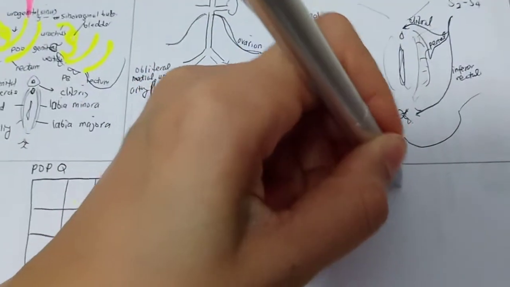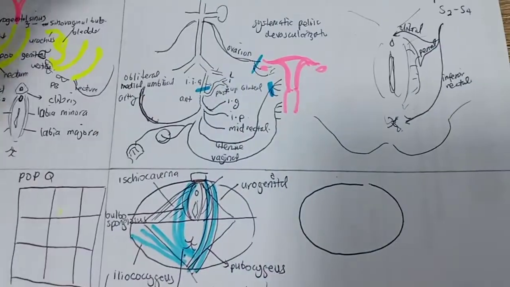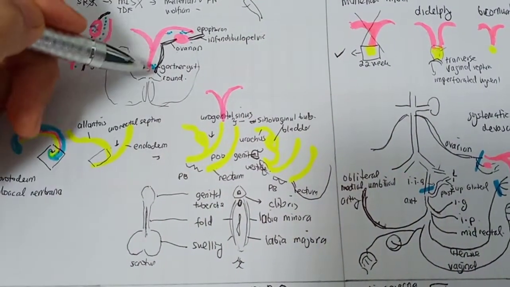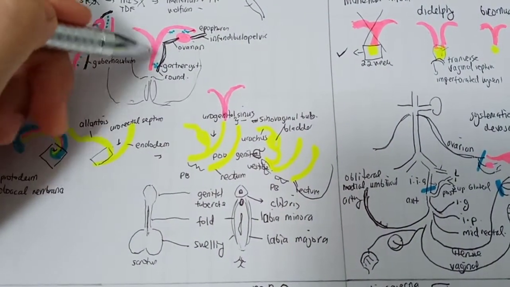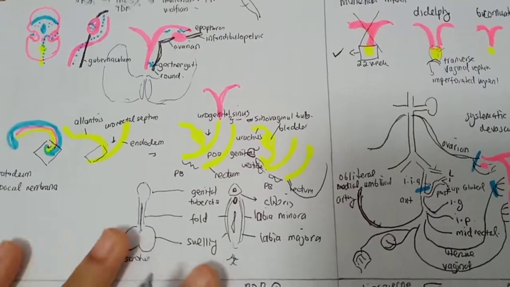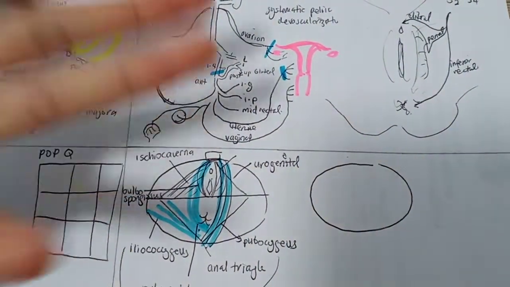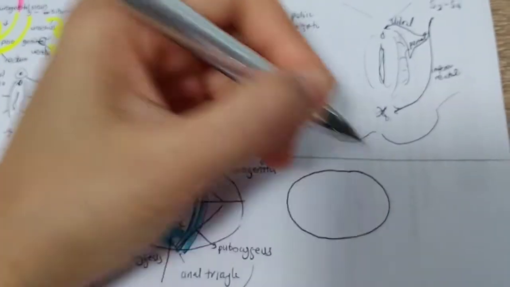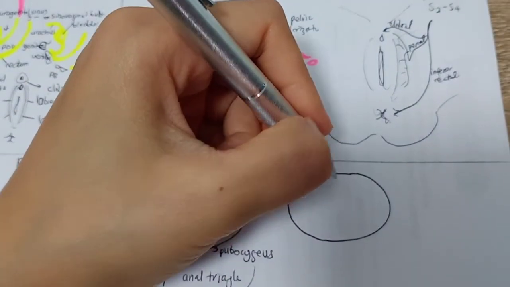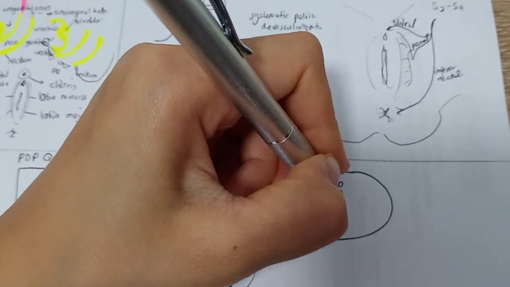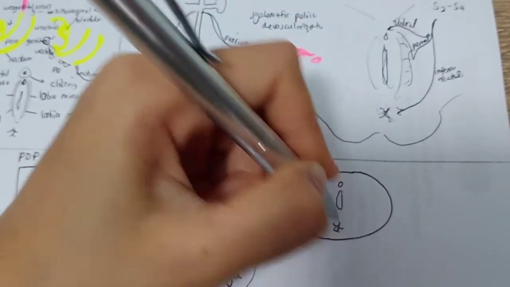But what about the ligaments? So for the ovary, we have the infundibulopelvic ligament. Also for the uterus, we have the round ligament. So for the lower part, this is the urethral opening, this is the vagina, this is the anus.